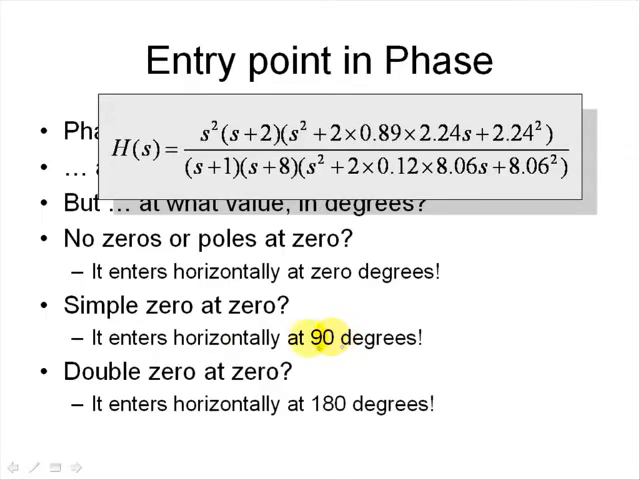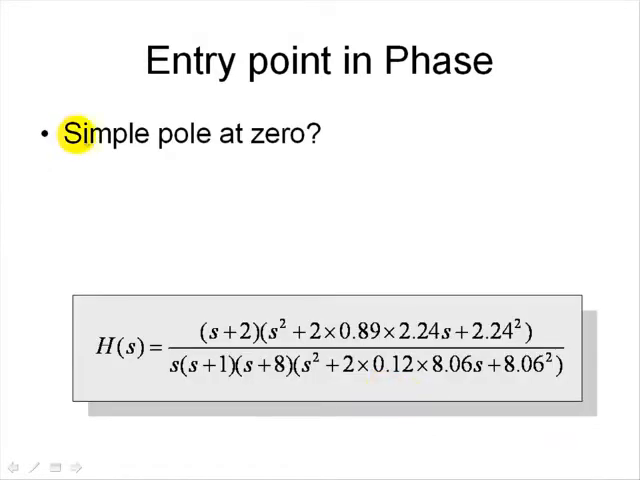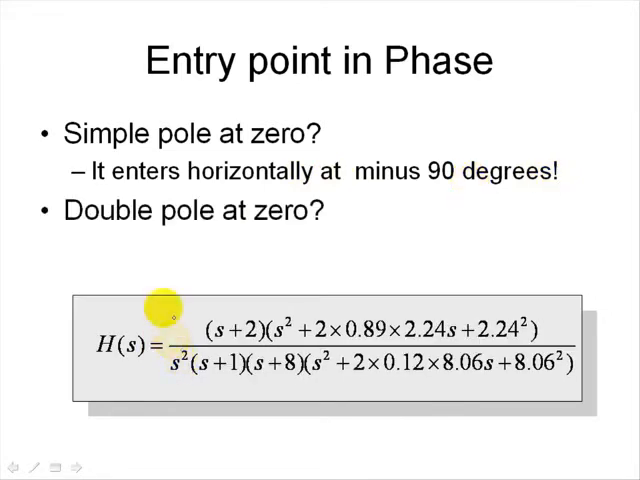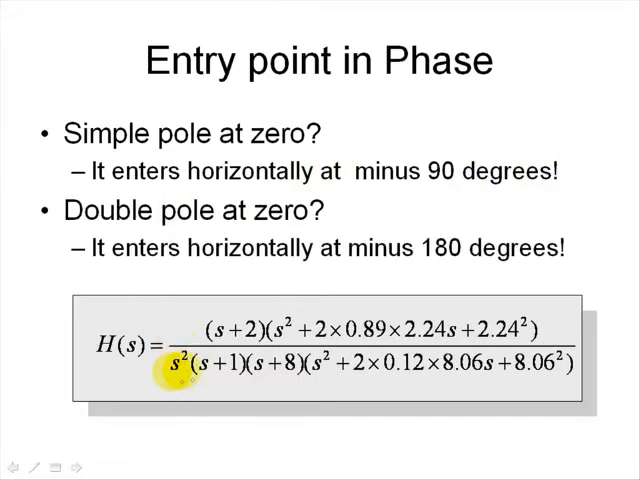There could be a double 0 at 0. See the s squared in the numerator? The phase enters as a horizontal at 180 degrees. Or perhaps there is a simple pole at 0. Note the single s in the denominator. The phase diagram enters at minus 90 degrees horizontally. Finally, if there is a double pole at 0, the diagram enters horizontally at minus 180 degrees. And that is the summary. Let's work on our exercise.